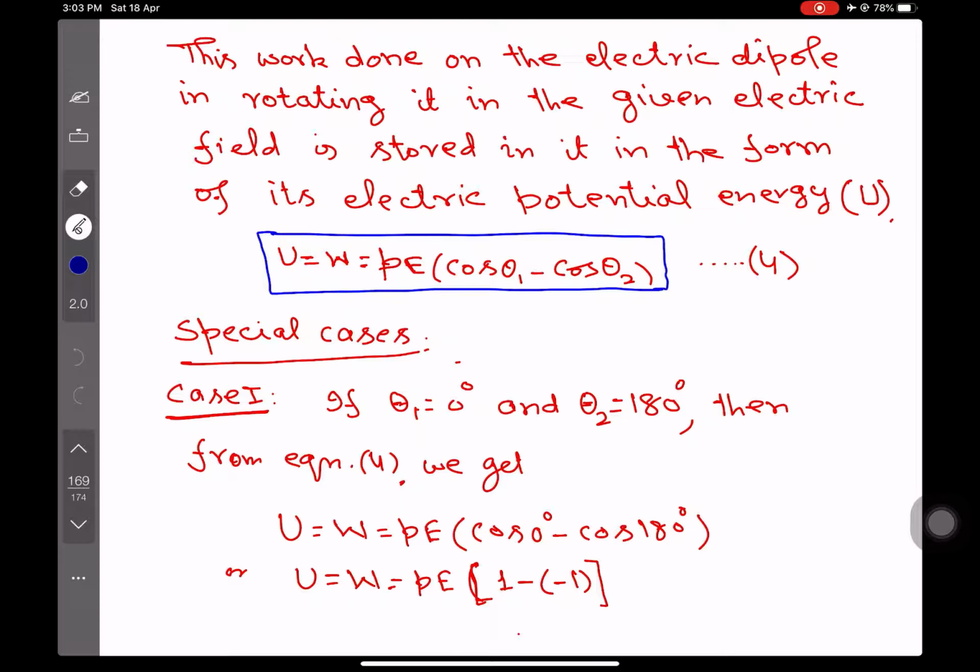Now you know that electrostatic force is a conservative force, and in the case of conservative forces there is no loss of energy.